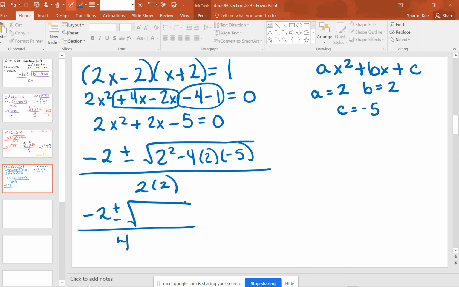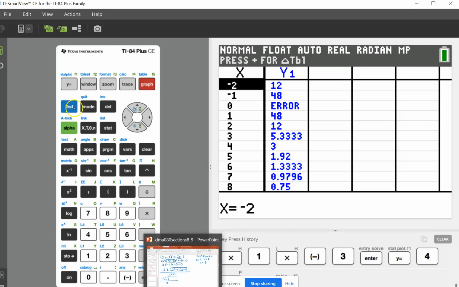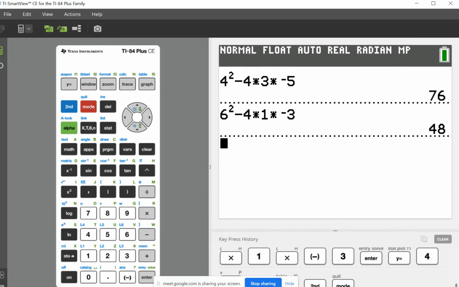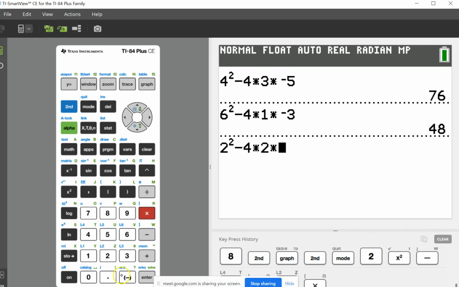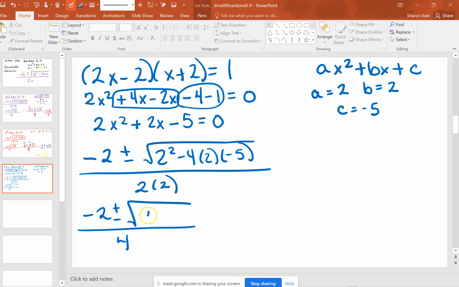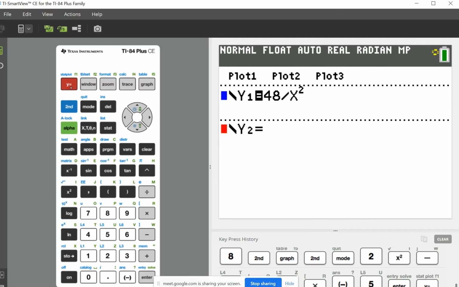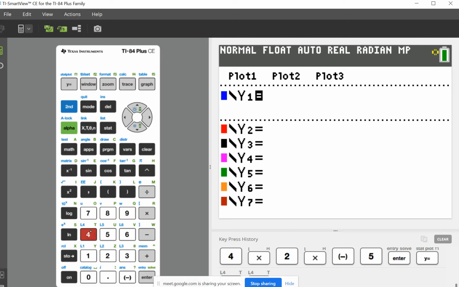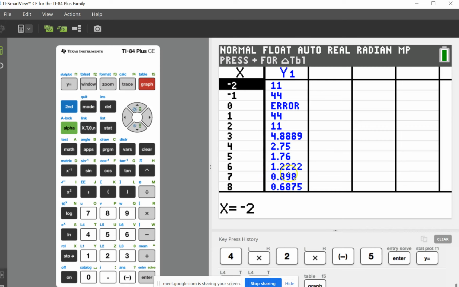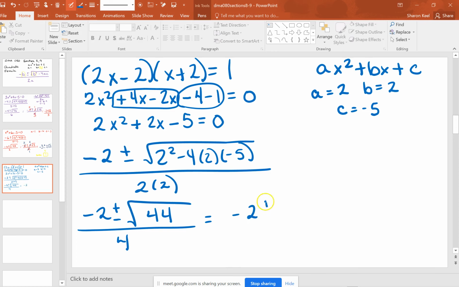And let's use our calculator. So we have 2 squared minus 4 times 2 times negative 5. And that gives us 44. And when we go to simplify 44, we do 44 divided by x squared, second table. The 1 would be here. My first pair of whole numbers is 2 and 11. So that's going to factor out to be 2 square root 11.